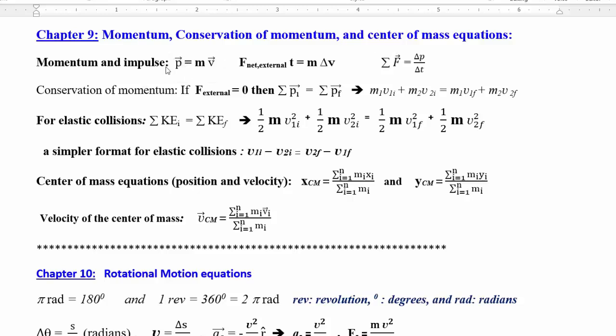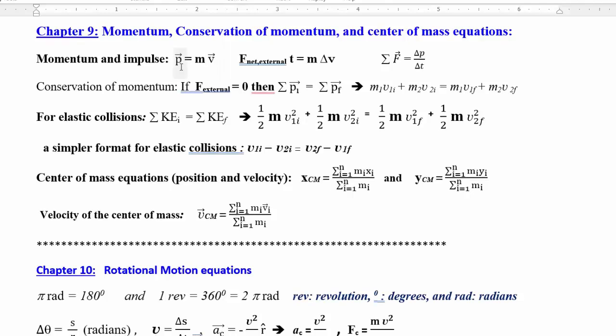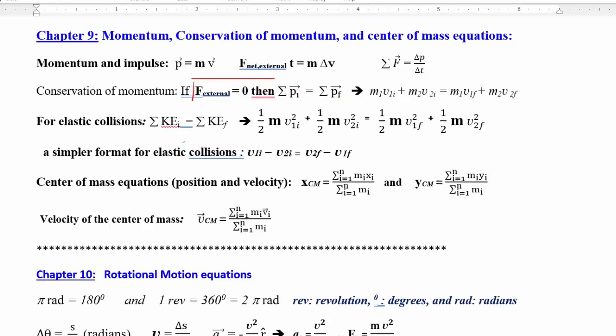The first equation here is the equation of momentum. P stands for momentum, and it's a vector quantity, and momentum is equal to mass times the velocity. Now, the thing about momentum is that it's conserved when the net external force is zero. So if there is no external force acting on the system, meaning all the forces are internal to the system, not external, in that case, we say that the momentum is conserved, meaning the sum of the momentum before any event is equal to the sum of the momentum after that event.